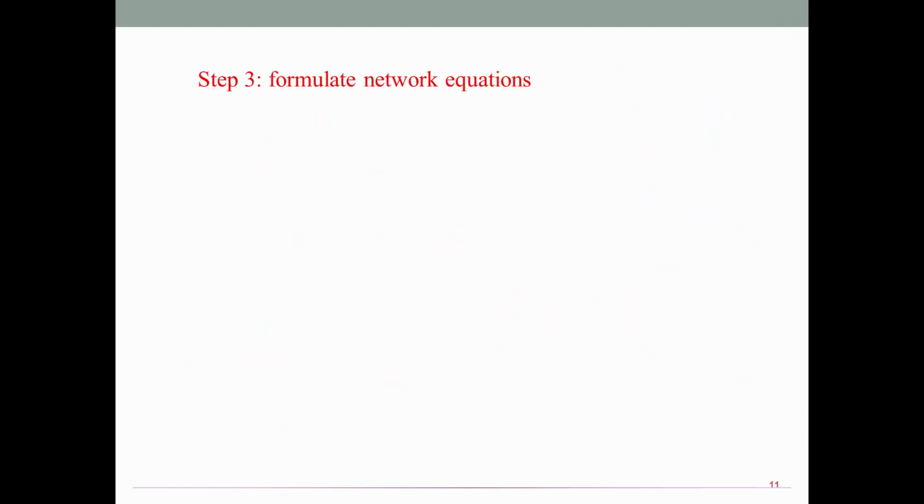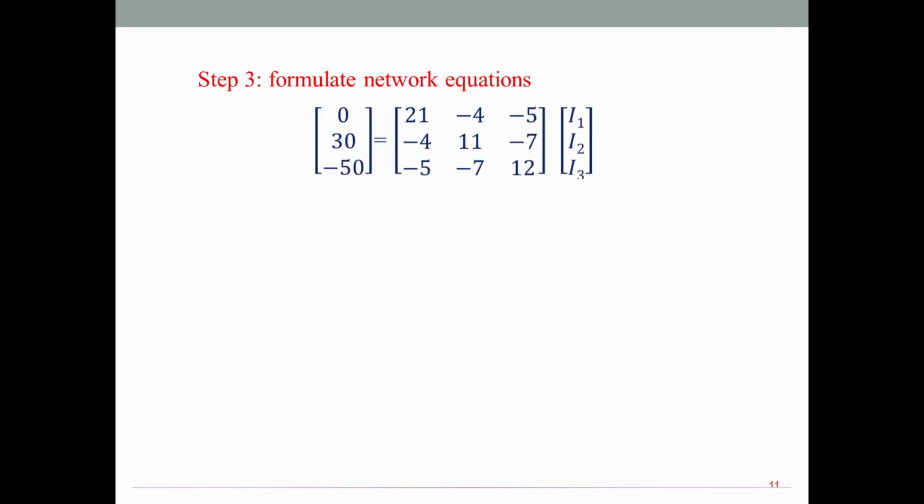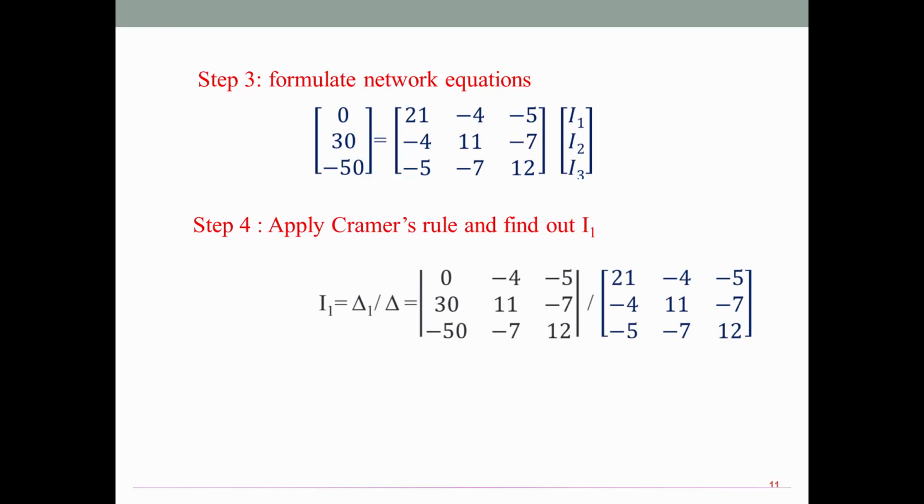Now formulate network equation in step number 3. So the same equation I am providing it here. Apply Cramer's rule to find out I1. Once again, why should I find out I1? I1 is the current flow in 12 ohm resistor. So I1 is del 1 by del. What is del? Determinant of R matrix is del.